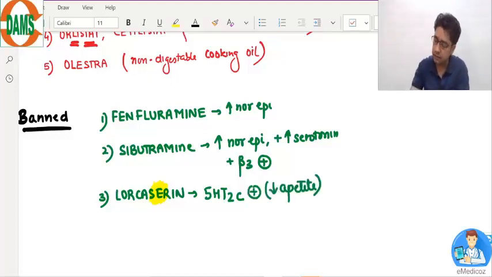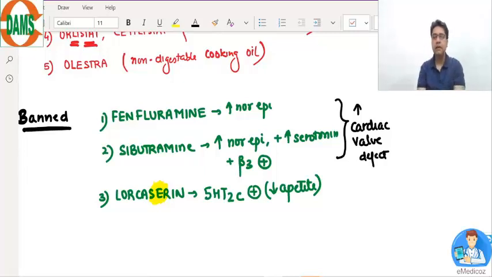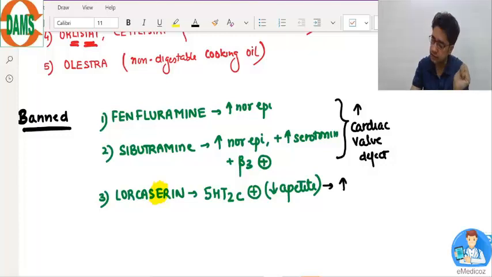And why have all these drugs been banned? The first two drugs you will write, they have been banned because they were causing cardiac valve defect. The main reason why they have been banned is that they were causing cardiac valve defect, and this was increasing the risk of cancers like colorectal cancer and pancreatic cancer.